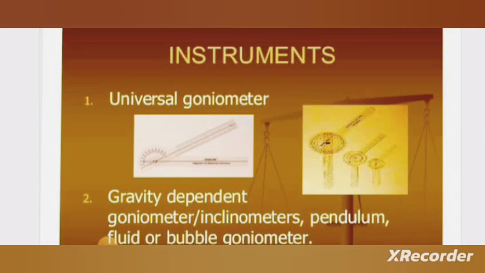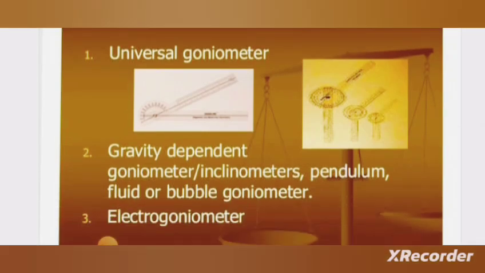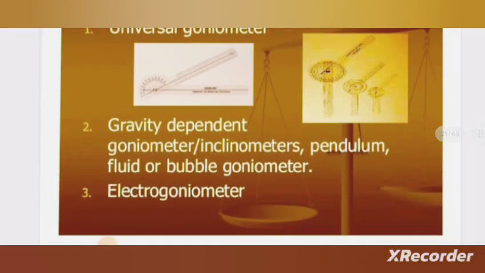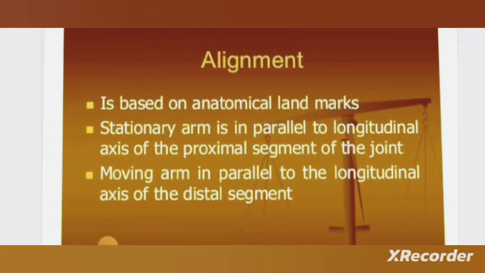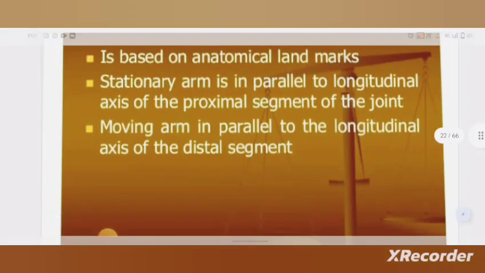Instrument used is goniometer. The type of goniometer which is mostly used is universal goniometer. Next, other goniometer types are gravity independent inclinometer, pendulum fluid or bubble goniometer. Next is electrogoniometer. The alignment of goniometer is based on anatomical landmarks. Stationary arm is parallel to longitudinal axis of proximal segment of the joint and the moving arm is parallel to the longitudinal axis of the distal segment.